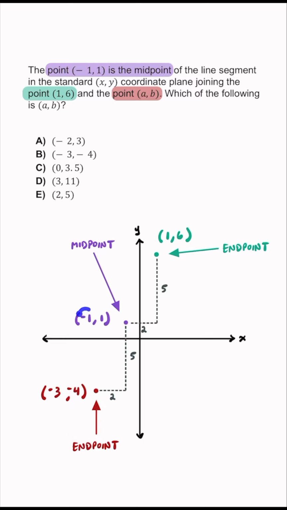Notice how these x coordinates are 2 away from each other, just like these x coordinates are 2 away from each other. Then notice how these y coordinates are 5 away from each other, as well as these y coordinates also being 5 away from each other. These are the missing coordinates that we were looking for.